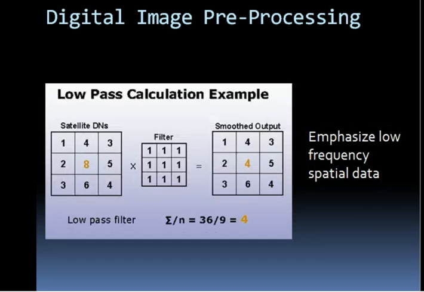And I'll give you an example of some of these different spatial filters. Remember that low pass filter to make low frequency data is really meant to smooth out the contrast.